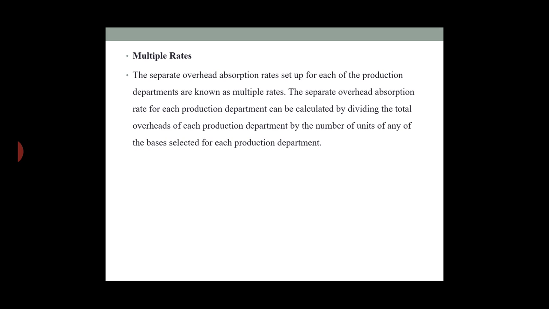A separate overhead absorption rate for each production department can be calculated by dividing the total overhead of each production department by the number of units of any of the bases selected for each production department.